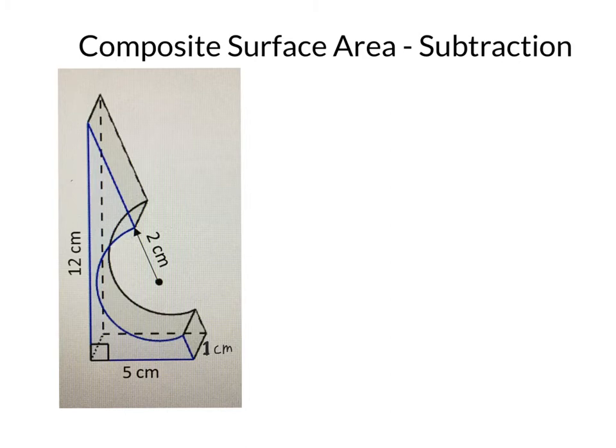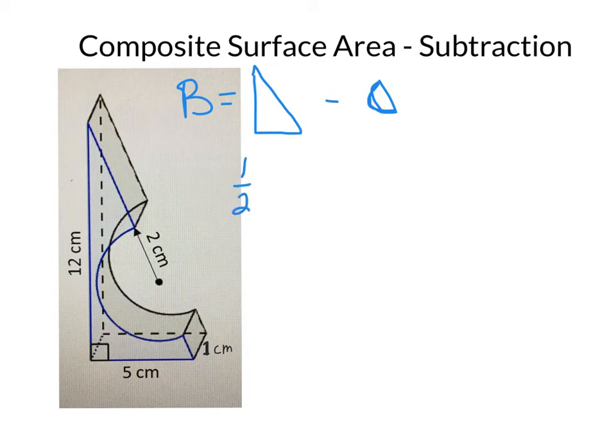Okay, now look at this one. All right, so our base area looks like it's a triangle. It would be a triangle with a semicircle cut out of it. Do you notice that? Here's your triangle. It's a right triangle. And then here is a semicircular part that is missing. So we're going to find the area of our triangle and then subtract half of our circle.